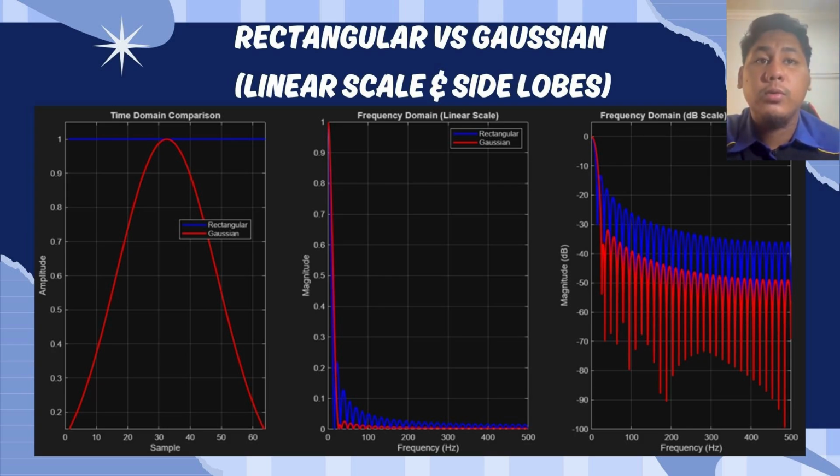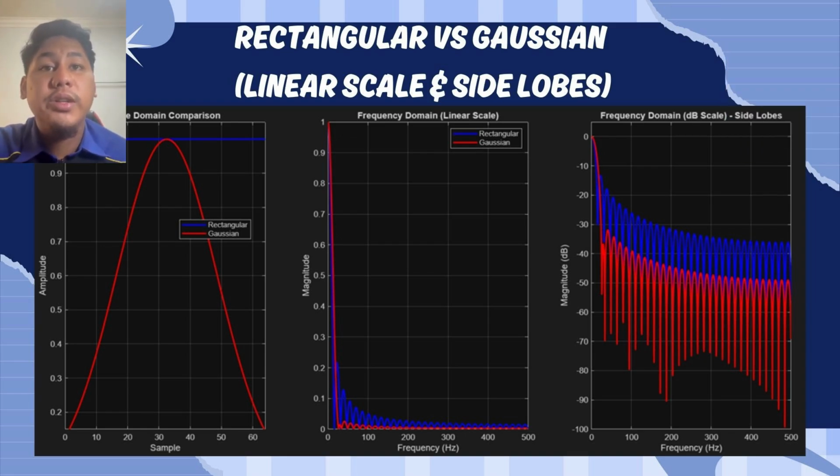See how the blue rectangular peak is much narrower and sharper. This means it can distinguish between two closely spaced frequencies better than any other window. The red Gaussian peak is wider and smoother. It spreads energy over a broader frequency range.